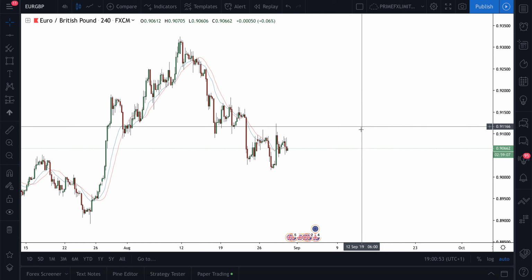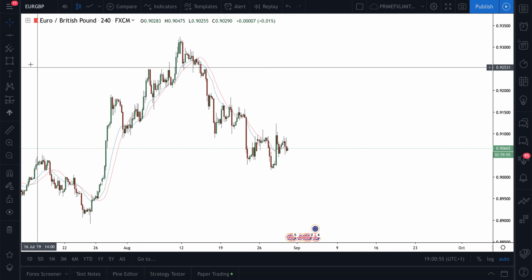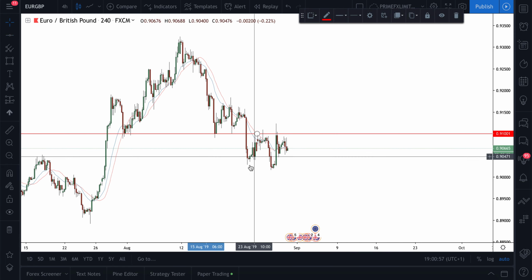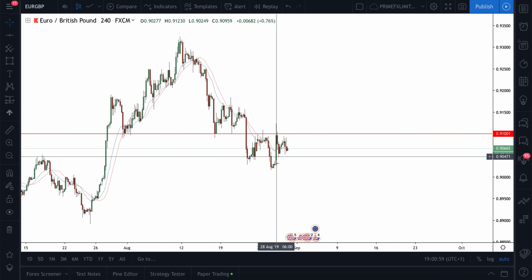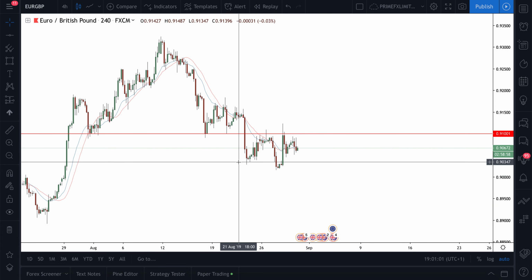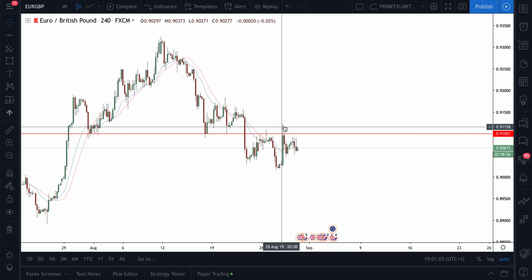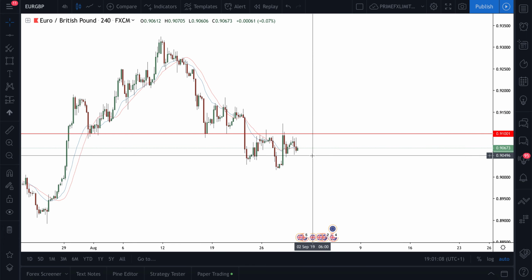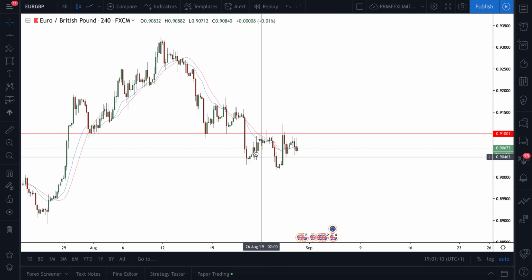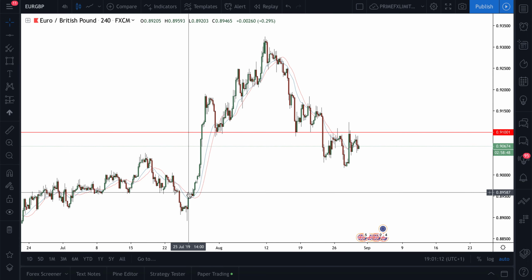Euro GBP, again, Euro weakness, GBP weakness at the moment. Market again just moving sideways on this pair as well. Clearly we can see that price action made a massive push to the upside, got rejected from this area 91, hasn't made any move lower, just moved sideways throughout the day. I'm gonna keep you guys updated on this pair as well.